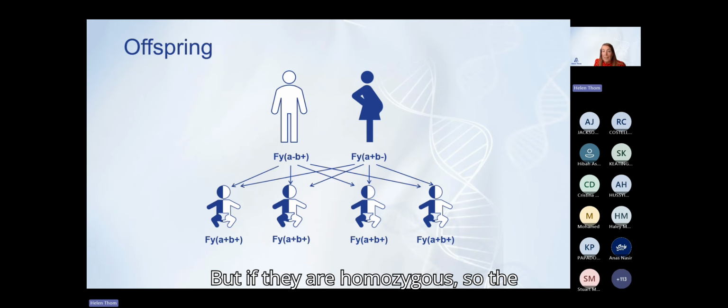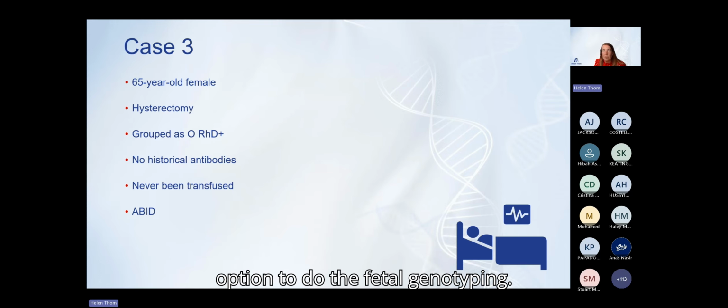But if they are homozygous, so the partner is Duffy A neg, Duffy B pos, all of the offspring would be Duffy B positive. So depending on the antithetical phenotyping of the partner, that's how you can use phenotyping, which I said earlier is actually useful in partner phenotyping. This is how we would do it in the laboratory. Or you've got the option to do the fetal genotyping. So that's that second case done now.